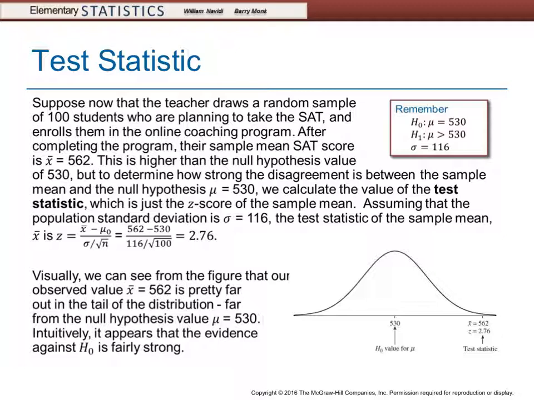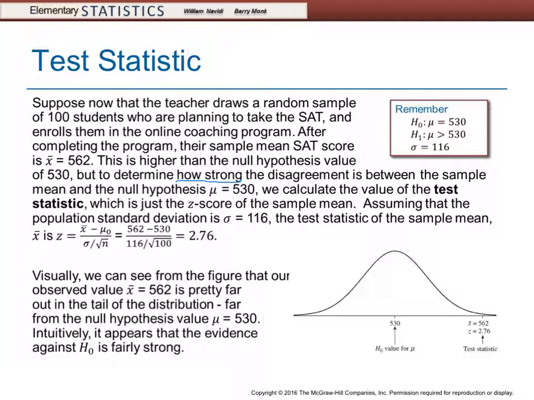Suppose now that the teacher draws a random sample of 100 students who are planning to take the SAT and enrolls them in the online coaching program. After completing the program, the sample mean SAT score is x bar equals 562. This is higher than the null hypothesis value of 530, but we need to determine how strong the disagreement is between the sample mean and the null hypothesis mu equals 530.